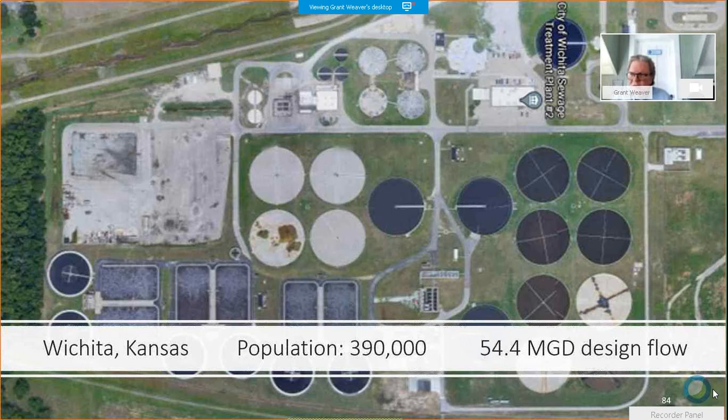Now, Wichita is a pretty good-sized community, and to get a perspective of the scale of this treatment plant, kind of in the top right where it says sideways, City of Wichita Sewage Treatment Plant Number 2, and then there's a little crazy icon. Those things right below the icon are trucks. And on the other side of that building are more vehicles. So you can get a scale perspective of the size of this treatment plant.